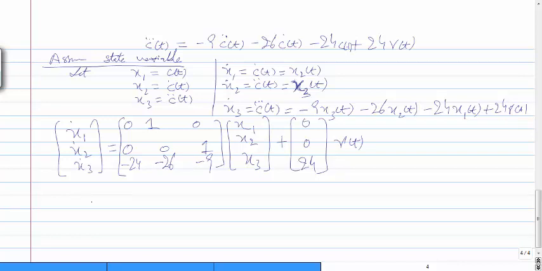We also define the output, which in the block diagram is x1, so it becomes 1 0 0. You have to multiply this with the state variables x1, x2, x3 here. So this is the way you can represent a transfer function in state space form.